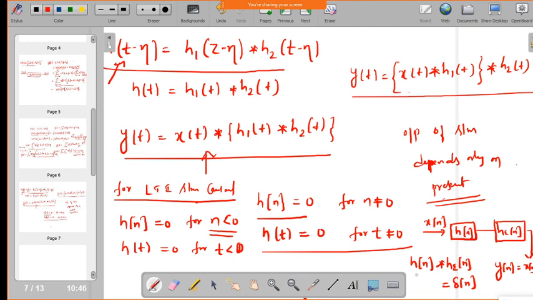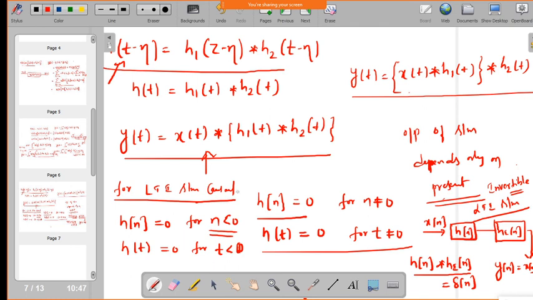If the LTI system is said to be invertible, then the convolution of h of n and the inverse of that impulse response, hi of n, should be equal to delta of n. So then we can say the LTI system is invertible, that is, an invertible system. Okay.